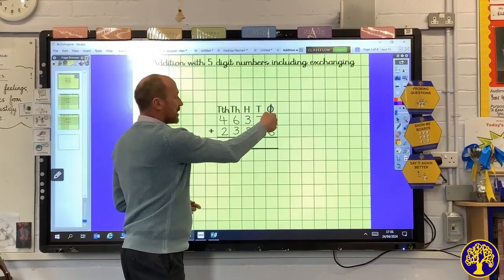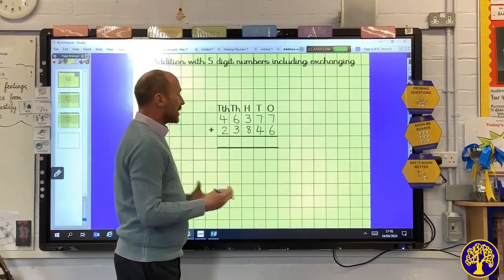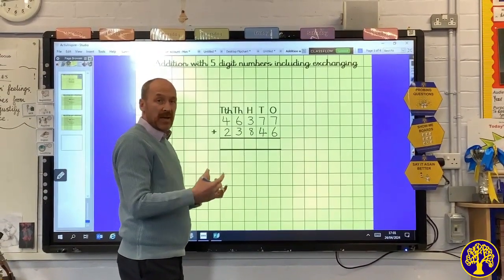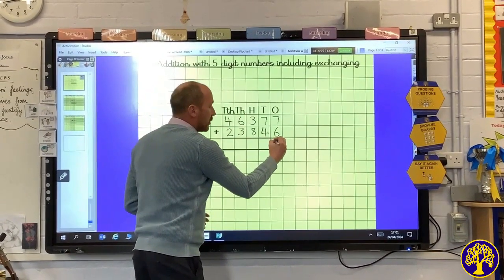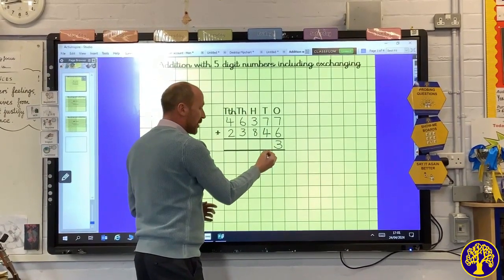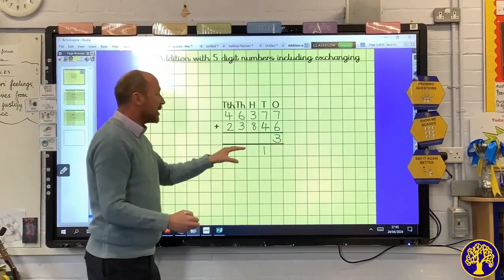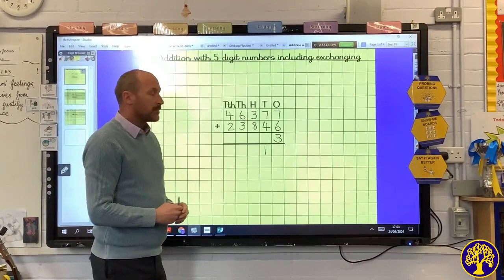So first I know that 7 add 6 is 13. So 13 is made up of 3 ones and 1 ten. So I'm going to put the 3 ones in the equals box in my ones column. I'm going to exchange the 10 across to the tens column. Put it underneath the equals box so that I don't forget to add it on later.